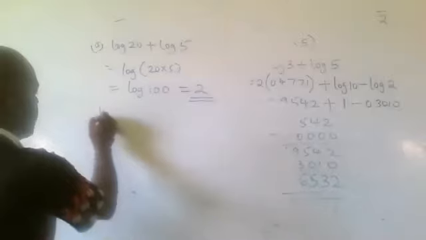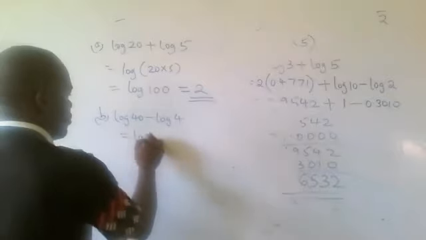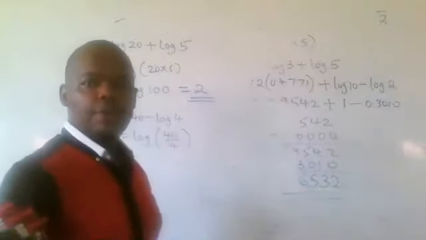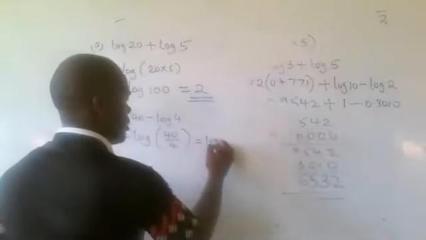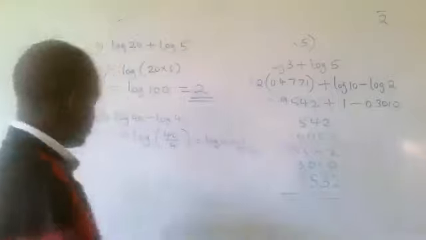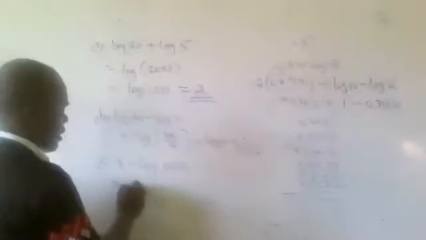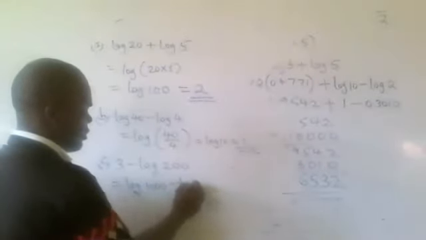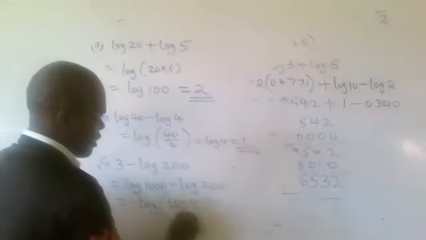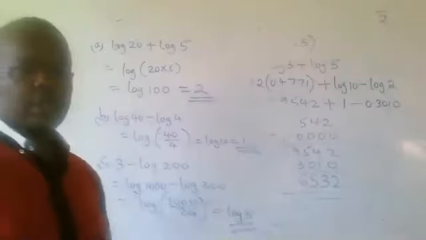Similarly, if I have log 40 minus log 4, this is log in bracket 40 over 4, which is log 10, which is 1. Three minus log 200, this is log 1,000 minus log 200, which is log in bracket 1,000 over 200, which is log 5.